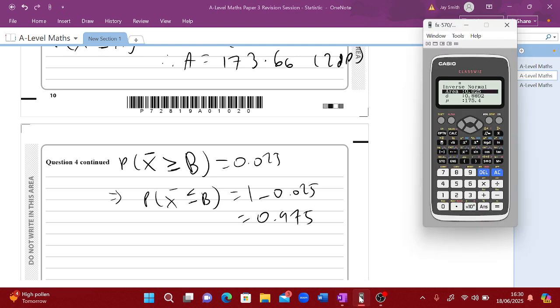So then if you use the inverse normal, the mean and variance are the same, so the area is going to be 0.975.